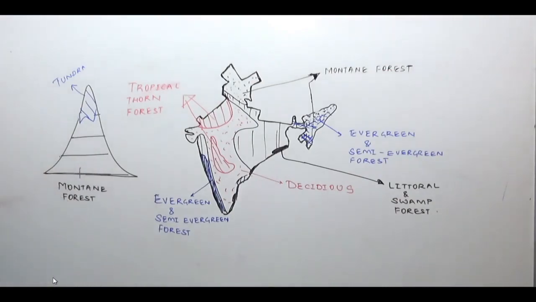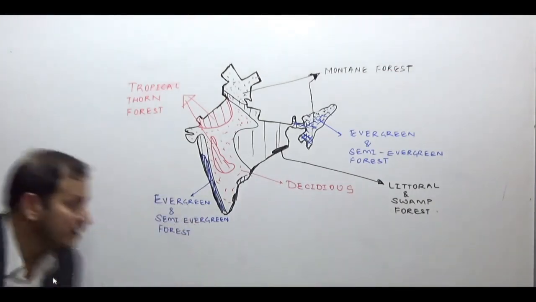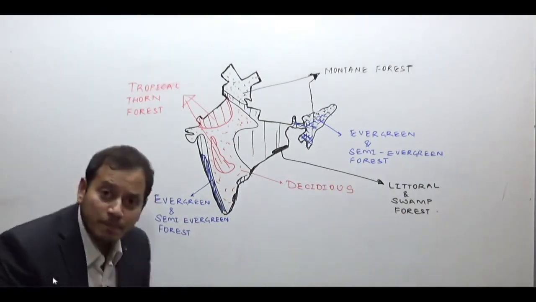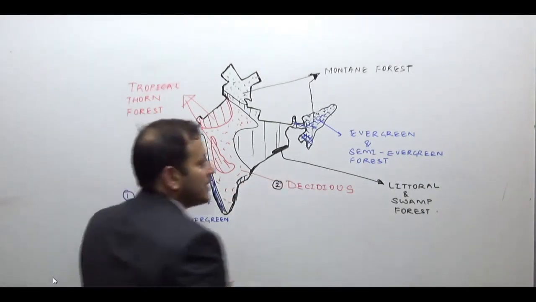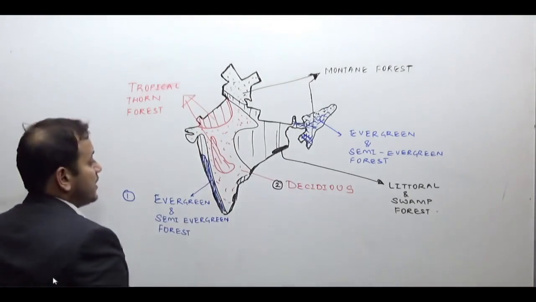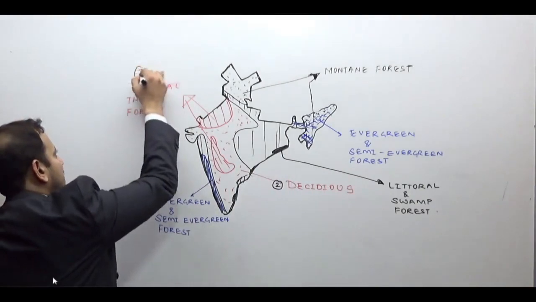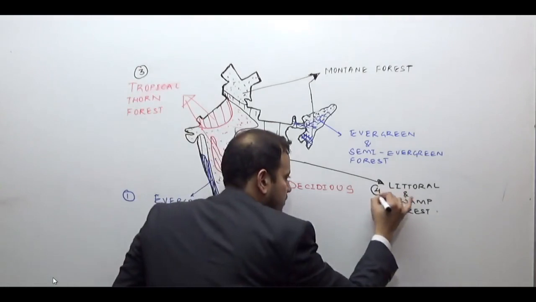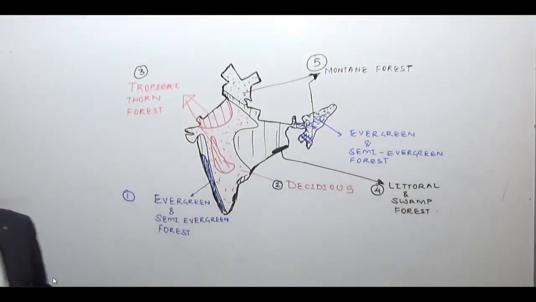So, how many types of forests are there in India? It is so easy to remember the types of the natural vegetation in India. It is evergreen and semi-evergreen forest in the areas of high rainfall. It is tropical deciduous forest in the areas of less rainfall. After that we have tropical thorn forest. We have littoral and swamp forest, and lastly we have a mountain forest.